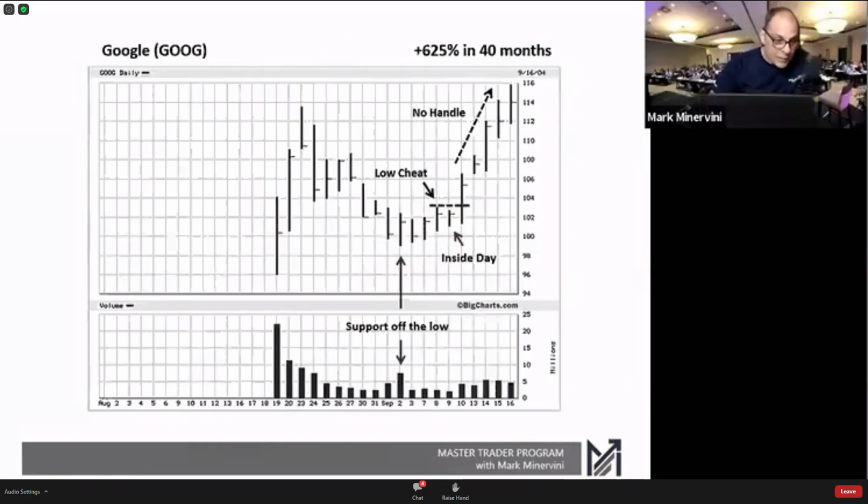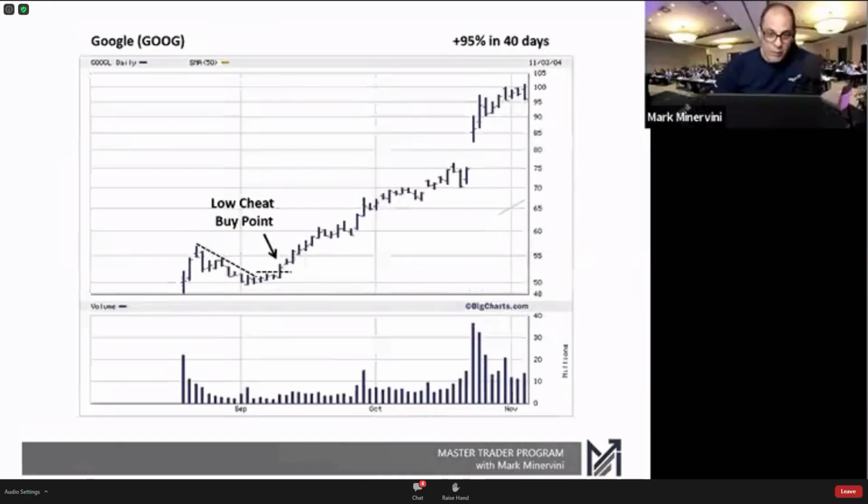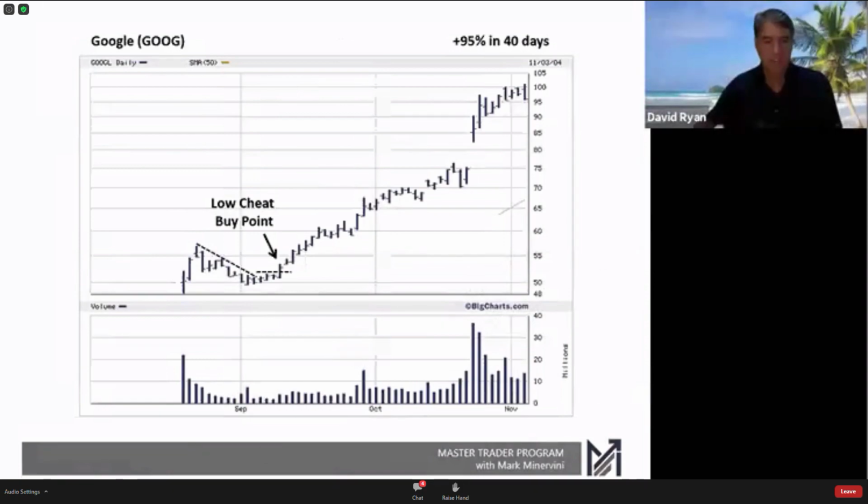Anything to add on this? Actually, I got a longer term chart here of it if you want to look at this, Dave. Yeah. Well, this is always something that you look for on a new issue, on a big cap stock. And look how the volume really dried up in that area. You'll see it right down here in the chart in the volume. The volume really dried up down there and then started picking up as the stock came through that low cheat buy point.